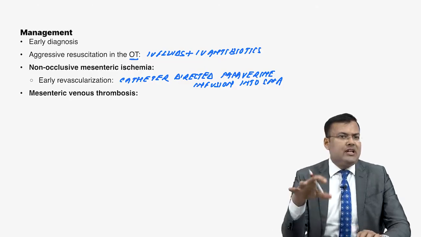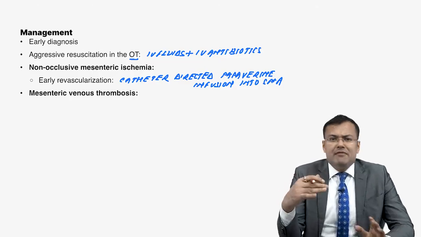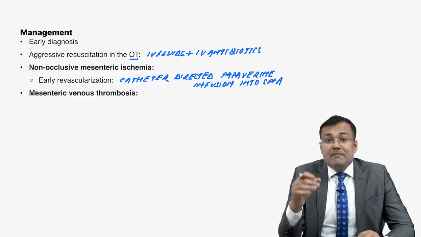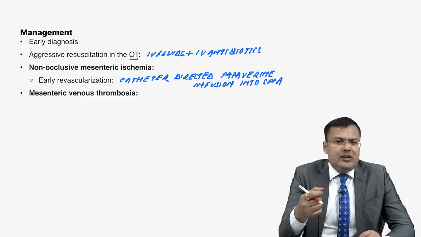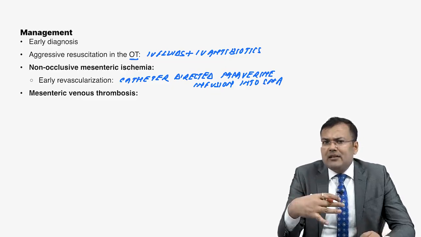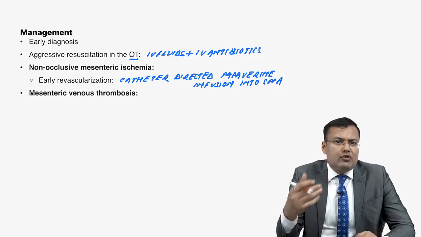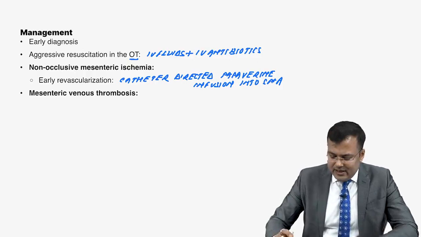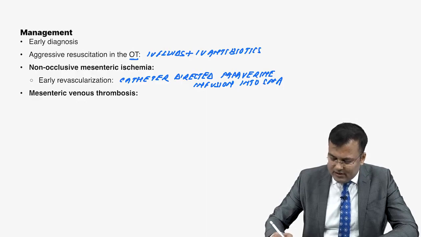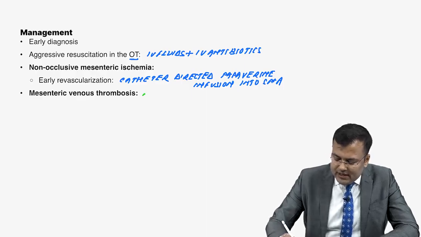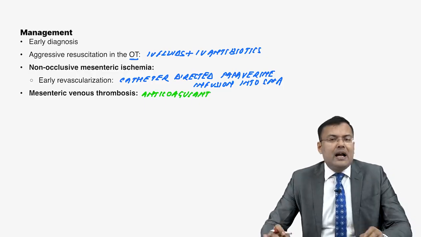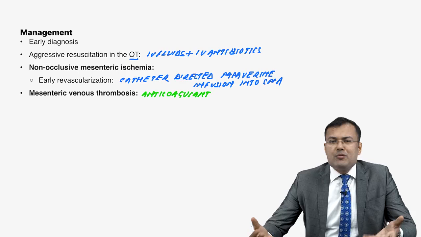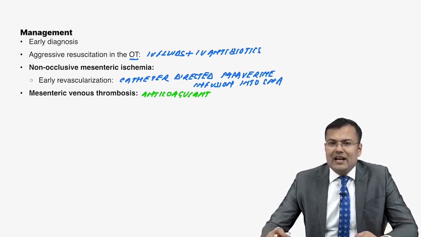Another situation: imagine the patient has mesenteric venous thrombosis. What is the problem in venous thrombosis? We discussed that the Virchow triad should be positive: endothelial injury, stasis, and hypercoagulable state. So you have to stop the propagation of the thrombus. In this case, we start anticoagulants. The most important thing is the hypercoagulable state, so to prevent propagation of the thrombus, start anticoagulants.